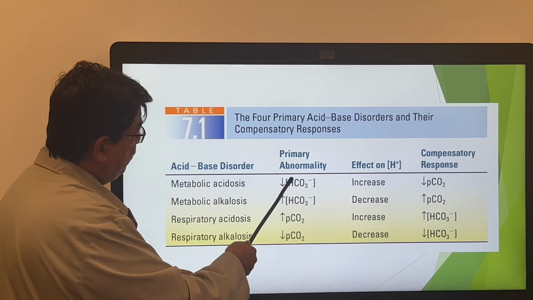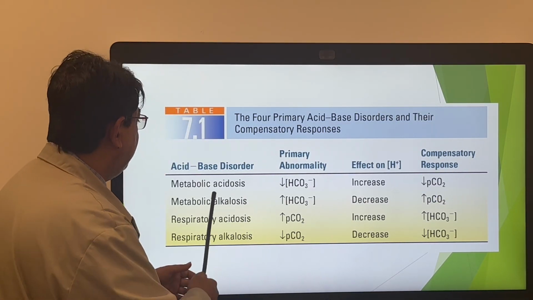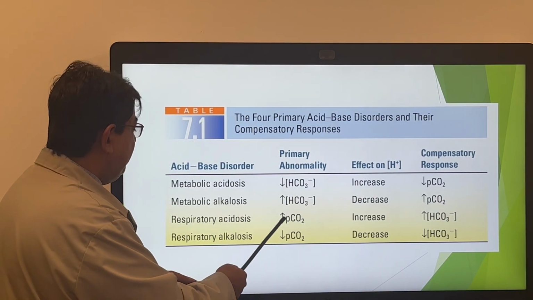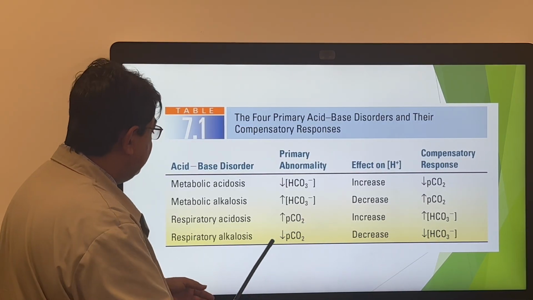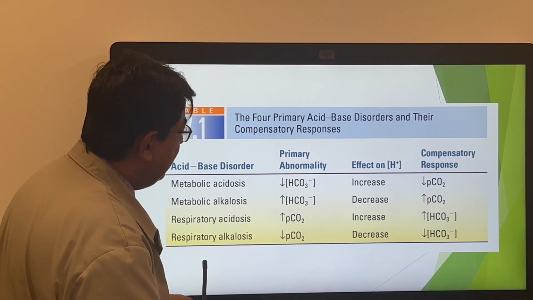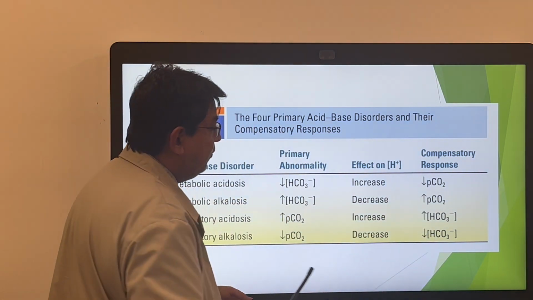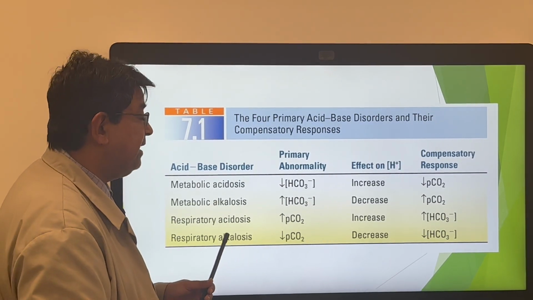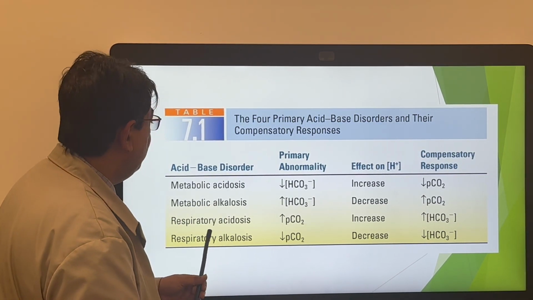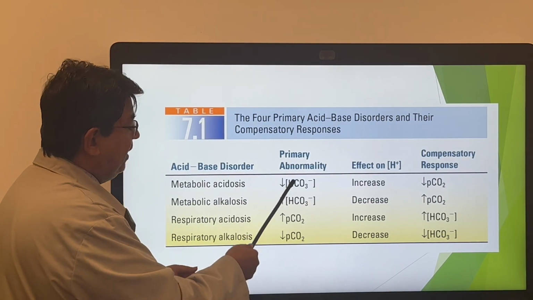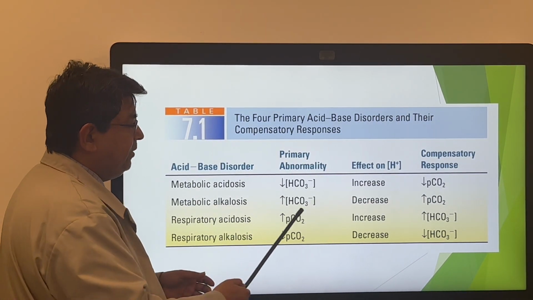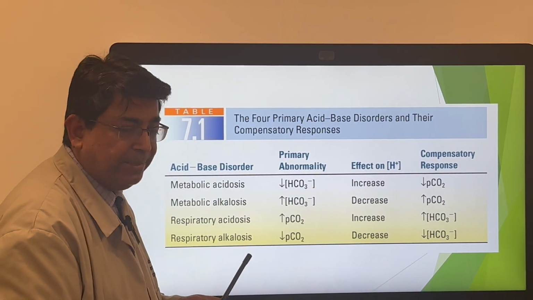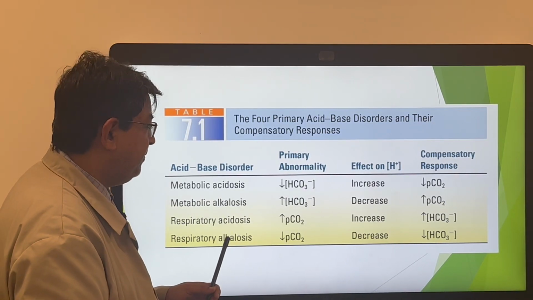If your primary abnormality is decreased bicarb, then it's a metabolic acidosis. If it's an increased bicarb, it's a metabolic alkalosis. If it's an increased PCO2, respiratory acidosis, and decreased PCO2, it's respiratory alkalosis. And then the compensatory responses would be a response designed to improve the pH to sustain life. So a metabolic acidosis because of a reduced bicarb would be expected to decrease PCO2, allowing the pH to come back to as close to life sustenance as possible.